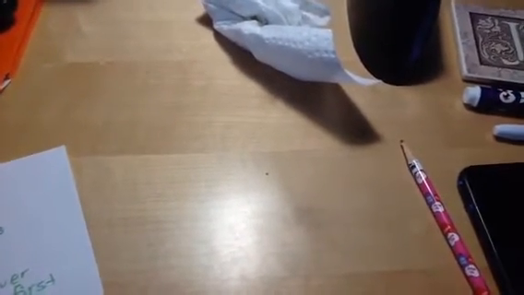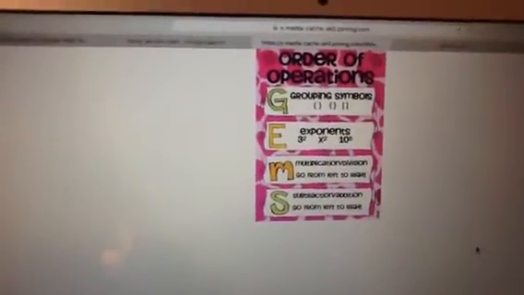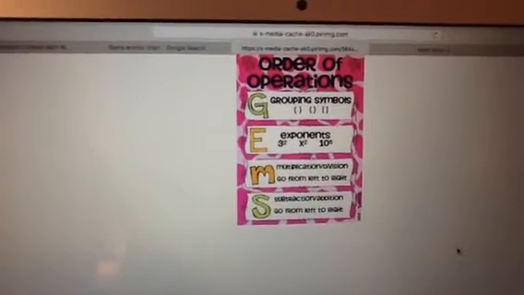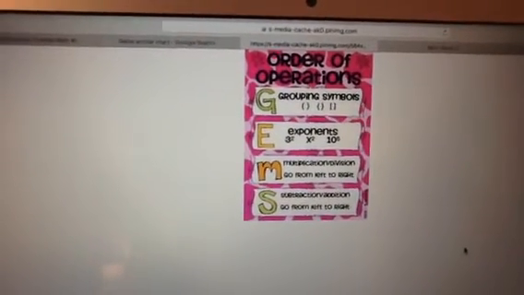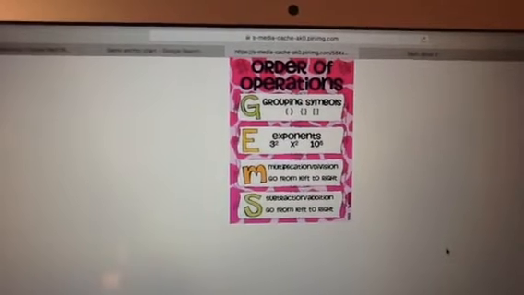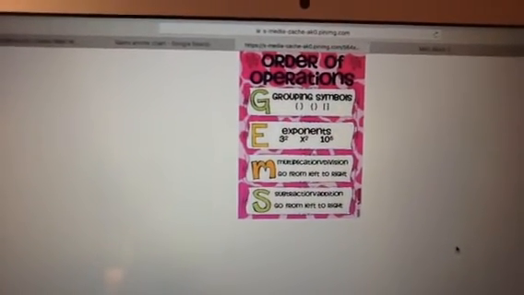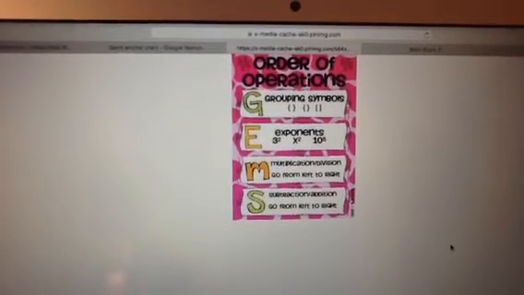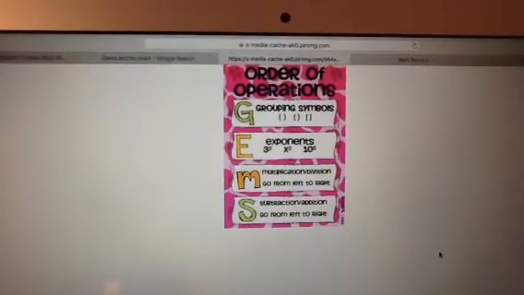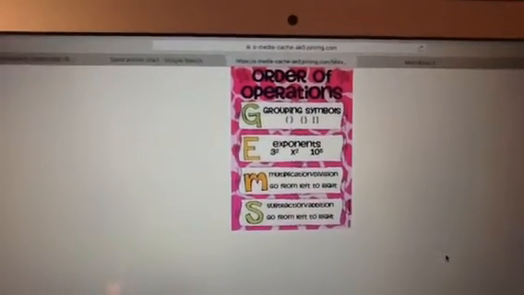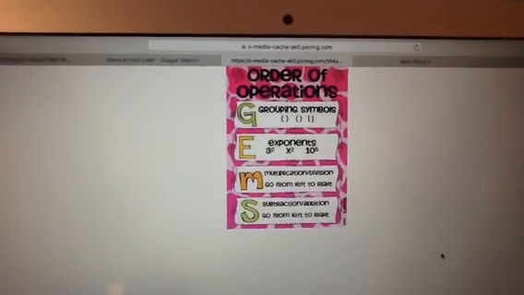Alright, so I'm going to show you another one that I've used before, and it is this one. It's called GEMS, and so then you have your grouping symbols. The only problem I have with this one is that their grouping symbols are in the wrong order. But again, instead of a P for parentheses, you have the G for grouping symbols, the E for exponents, the M stands for multiplication and division, going from left to right, and the S stands for subtraction and addition, going from left to right. It doesn't matter which order you write subtraction and addition in, it matters where it's at in the problem.